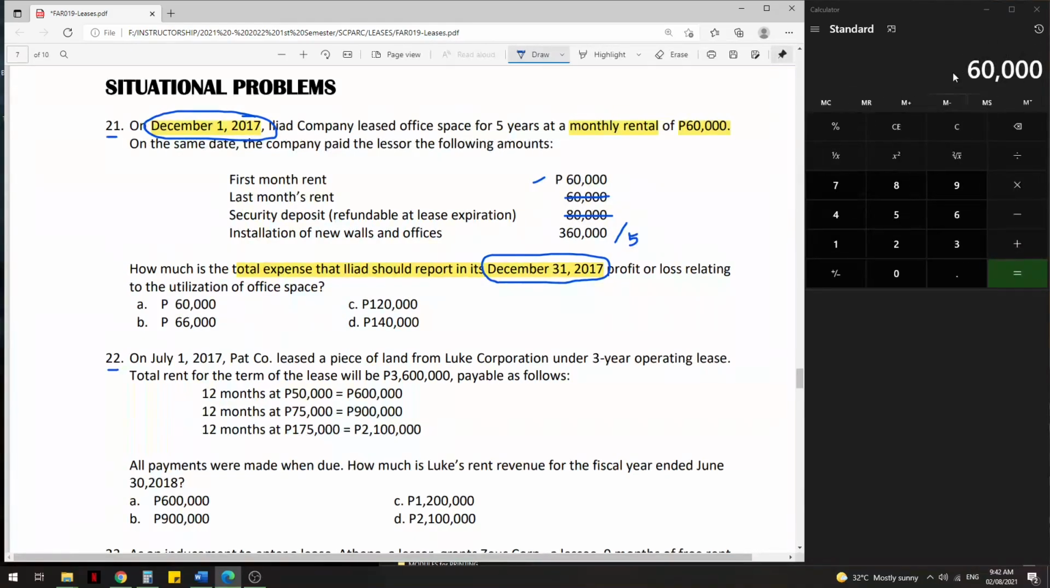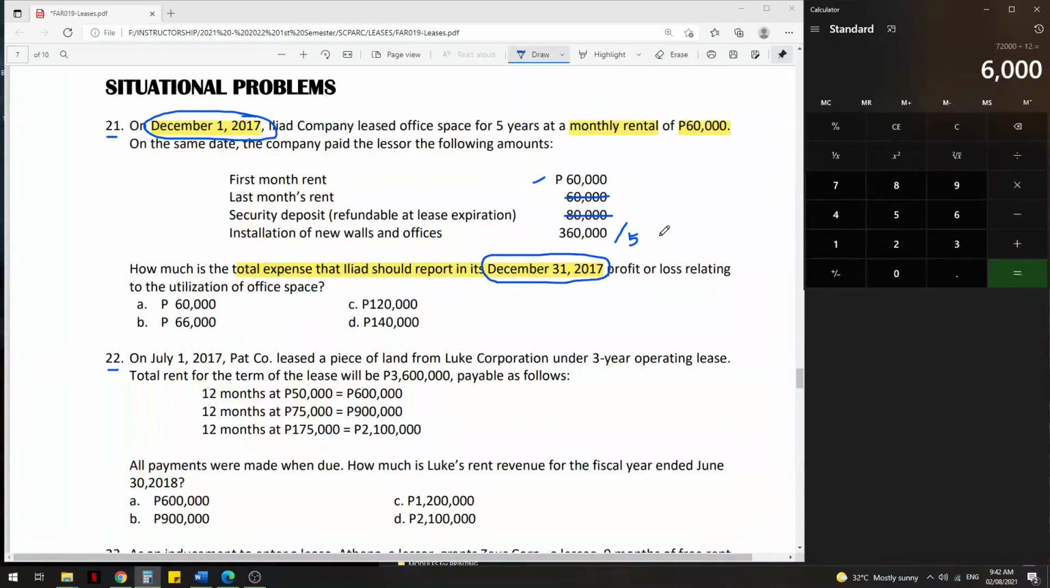So, naka-Memory Plus na yung 60,000 natin. Kunin natin yung 360,000 divided by 5 years. Ito yung annual depreciation ng leasehold improvements natin. However, for 2017, we only have 1 month. I-divide ulit natin ang 72,000 na to because this is for 1 year. Divided by 12 months, we will get the rate for only 1 month, which is 6,000.